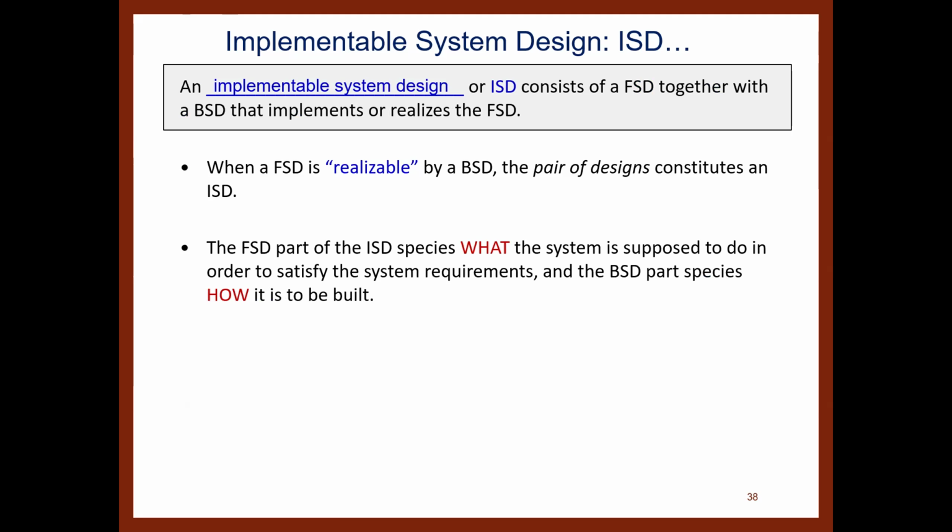When a functional system design is realizable by a buildable system design, the pair of designs constitute an implementable system design. The functional system design part of the ISD specifies what the system is supposed to do in order to satisfy the system requirements, and the buildable system design part specifies how it is to be built.